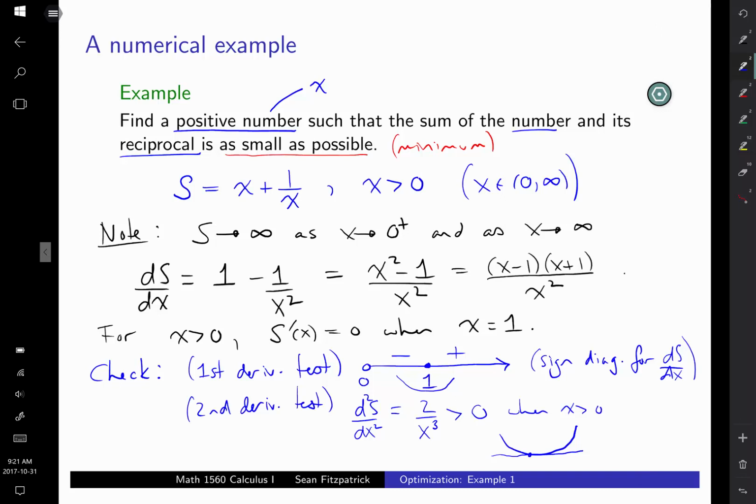Okay, and so with that analysis we can come back and we can say that our number is x equals 1, right? That's our conclusion. It asked for the number, it didn't ask for the sum. If it had asked for the sum, we'd plug that back into s and we get that the smallest possible sum would be 2. All right, so that's our first example. We'll move on to something slightly more complicated in the second example.